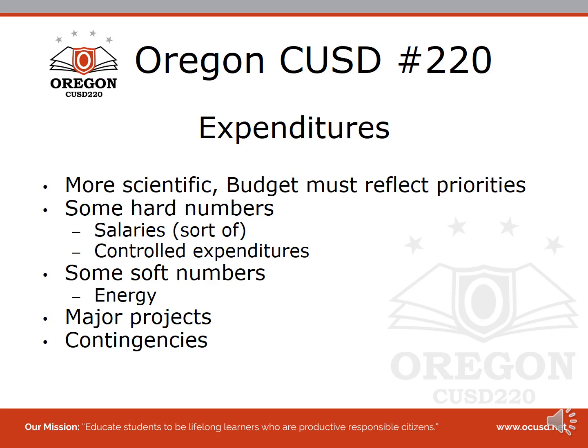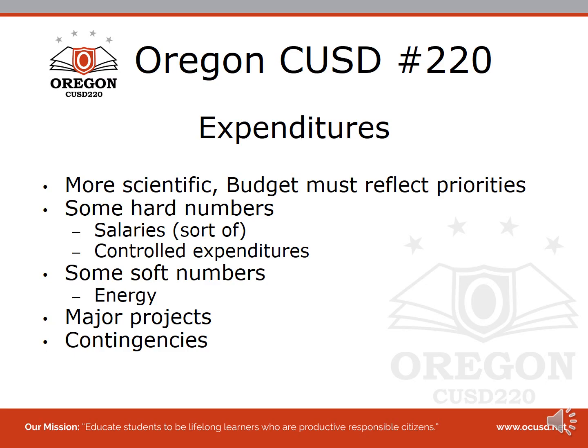On the expenditure side, it is a much more scientific process than the revenue. So I like to say that we control expenditures, we don't control revenue. And in many cases, we can be pretty close with being precise in terms of what we're going to do for expenditures. This is because salaries, so for instance, administration and teachers, are kind of carved in stone. We know exactly what we're going to pay on those things.